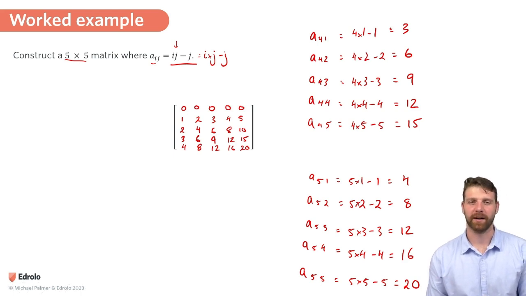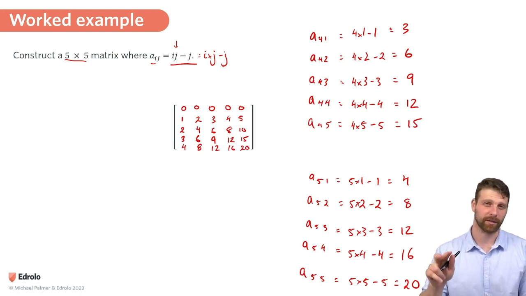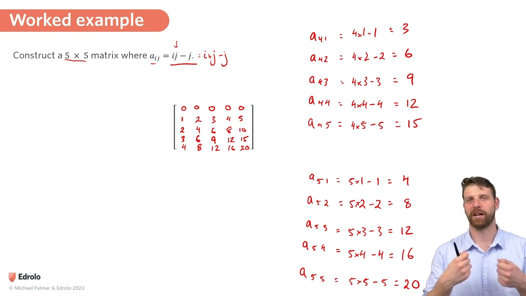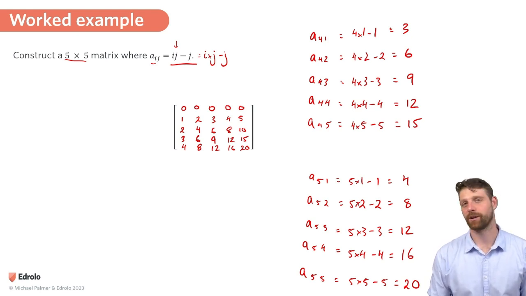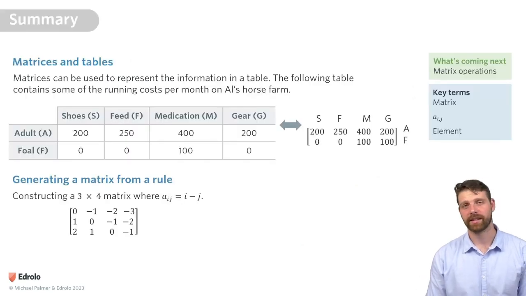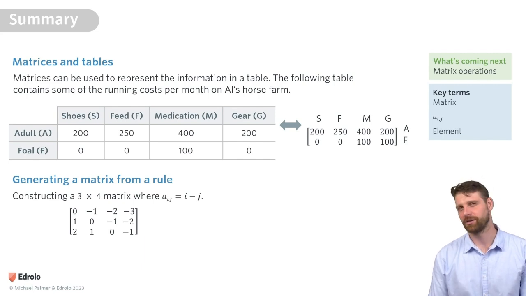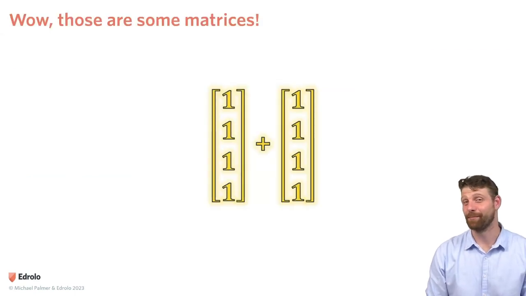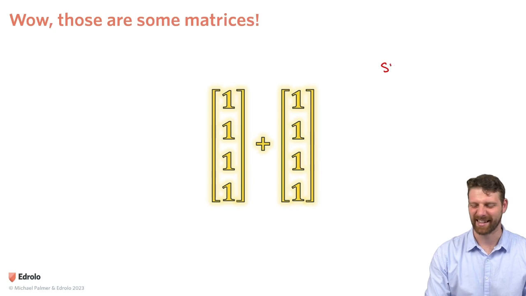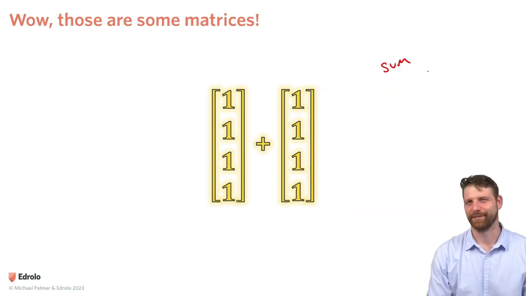Hopefully doing that enough times made you understand that we're just looking at the position of the row and the column and using that information to generate a value each time. Okay, so look out for questions like that. In summary today, if you want to put the information in a table into a matrix, you can, and you should do it in a sensible way. And if you've got a rule for the element in a matrix, then you can generate that matrix from that rule. Coming up next, we've got some matrix operations, which you should have seen last year. So let's have a look at that. So yeah, wow, those are some matrices. Get it? Some matrices. Okay, let's move on.